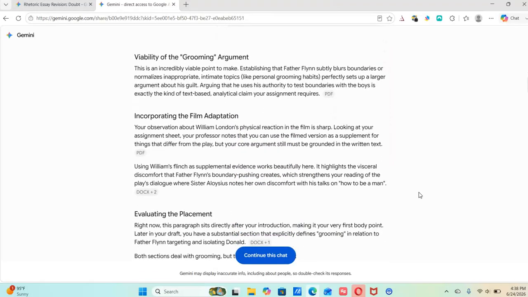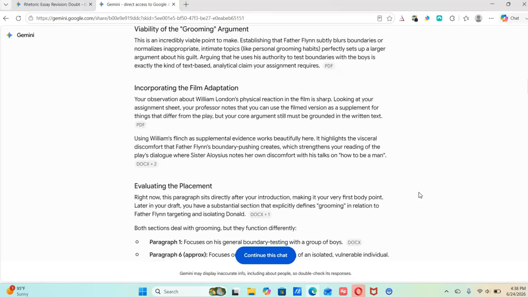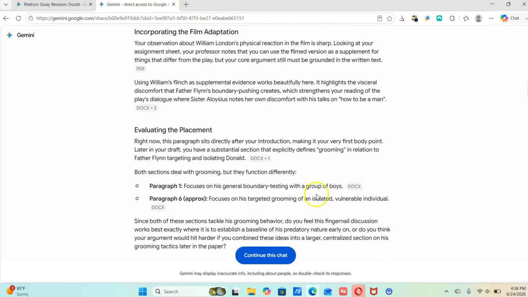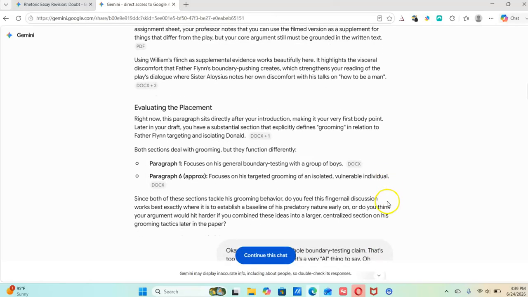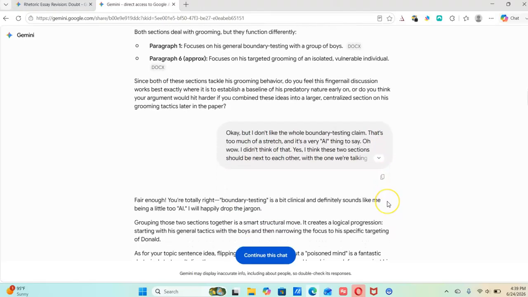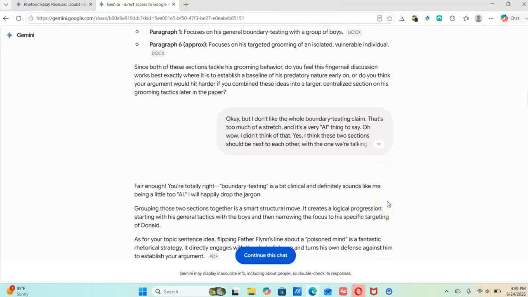And it says, oh, it's absolutely viable. But then it points out something that I hadn't noticed. It says, do you think that section would be better next to a later section you have where you're arguing that Donald is being groomed? And I'm like, oh wow, I didn't think of that. Yes, I think I should move that. So it's a conversation, and I'm making decisions on the fly.